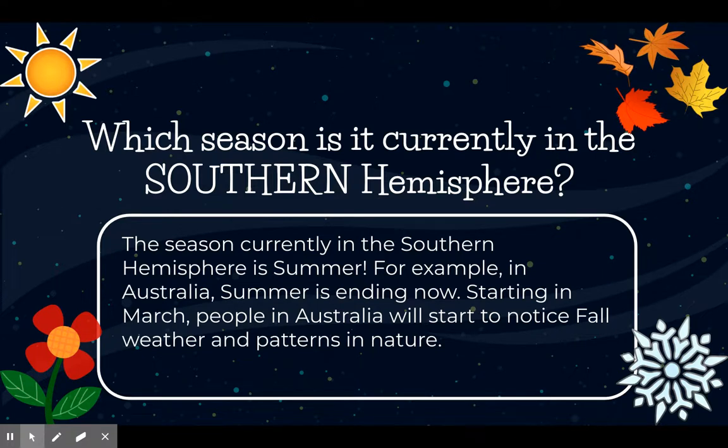So, for example, in Australia, summer is currently ending. Starting in March, people in Australia will start to notice fall weather and patterns in nature because the southern hemisphere will be rotating away from the sun and getting less direct sunlight.